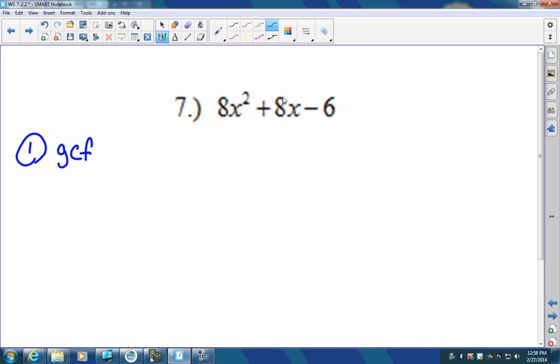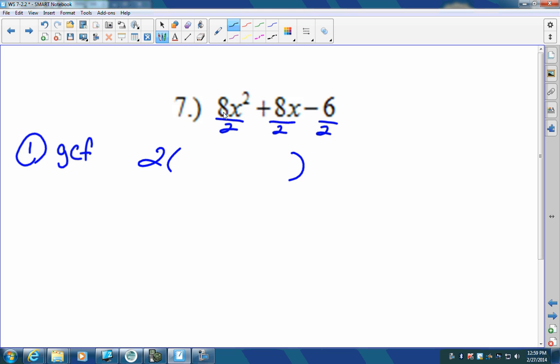Does 6 go into 8? No, that doesn't work evenly. What's another number? 3. Does 3 go into 8? No. How about 2? All right, my GCF is 2, so I'm going to pull out a GCF. You have to do that from the very beginning or it gives you false factors. So I'm going to divide by 2.